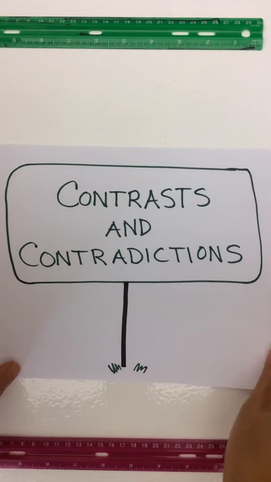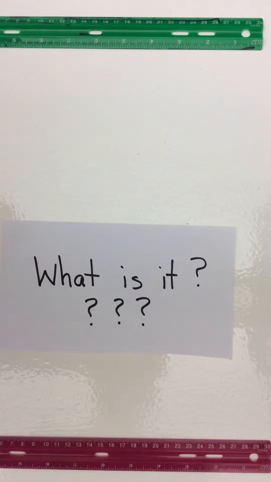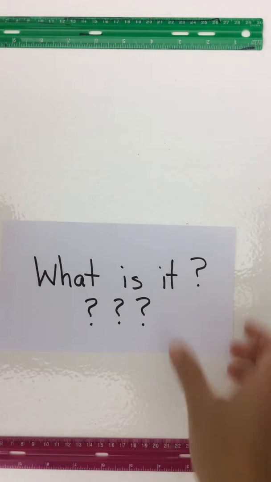Today's tutorial is to introduce the signpost, contrasts and contradictions. What is it? A contrast can exist between one group of characters who act one way and another group who act a different way. A contradiction exists when a character acts one way earlier in the story and then acts a different way that seems out of character. So what does that look like?